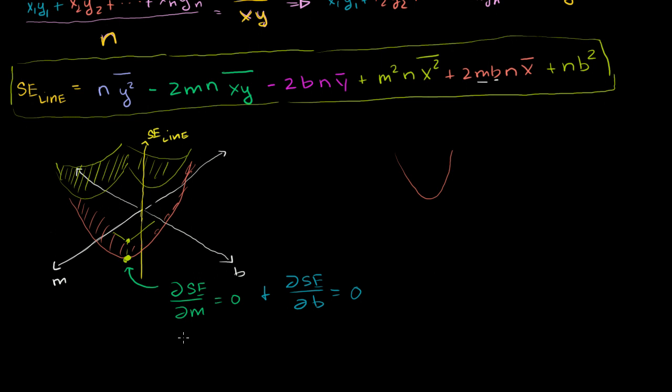So all we're going to do in the next video is take the partial derivative of this expression with respect to m, set that equal to 0, and the partial derivative of this with respect to b, set that equal to 0, and then we're ready to solve for the m and the b, or the particular m and b.